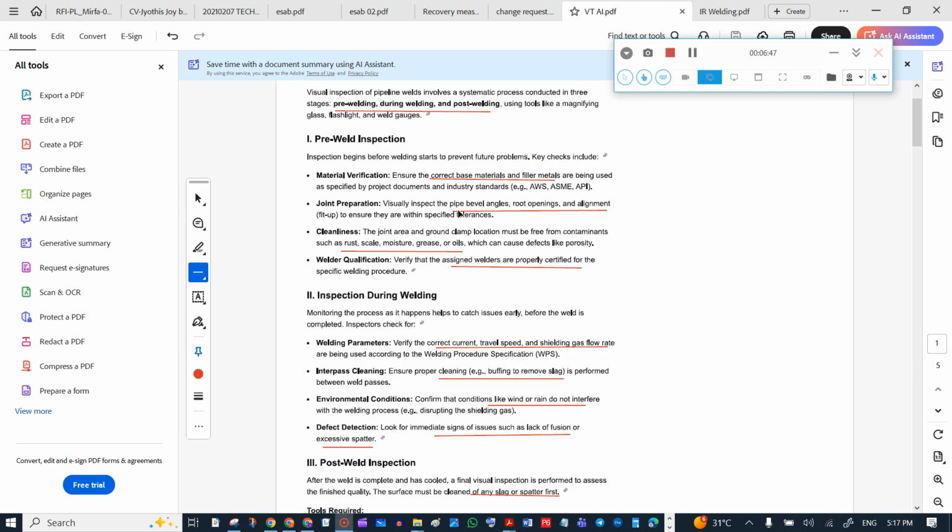So here the bevel angle is 30 degrees plus or minus 5. Root opening is 3 mm maximum, and 1.6 mm root face. Alignment should not be more than 1 mm, and other conditions are written in our method statement.